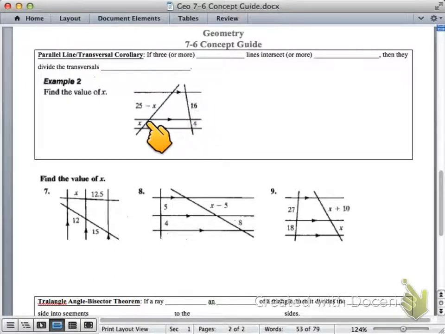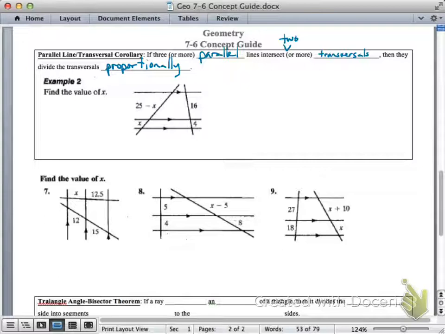Well, that's great and all when it breaks up into congruent pieces, but if you have parallel lines with transversals and they're not congruent pieces, like this 16 is not congruent to 4 here, of course, well, it creates proportions. Okay? If 3 or more parallel lines intersect 2 or more transversals, then they divide the transversals proportionally. I think this is the most straightforward part of this, maybe even the whole chapter.